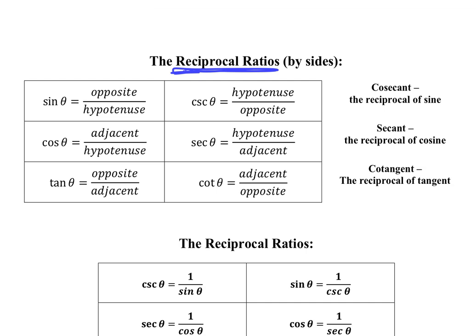The reciprocal ratios. So with reciprocal ratios, we flip. So reciprocal just means we're flipping it. It's recognized as 1 over. So cosecant is 1 over sine, but that's the same thing as flipping. Because if we were to do keep, change, flip, they would be flipped.